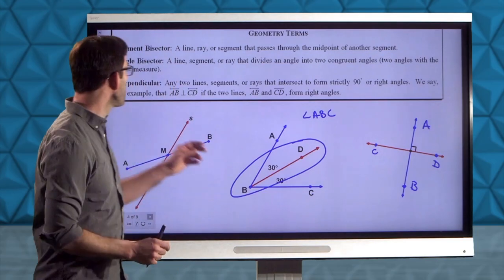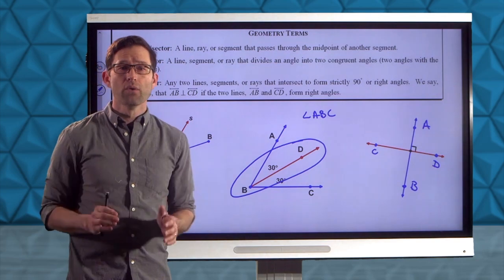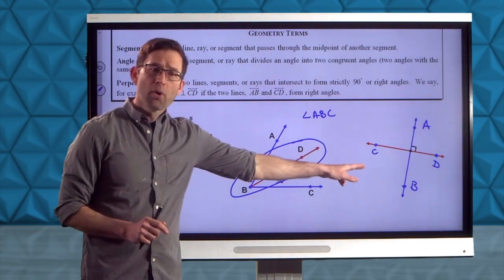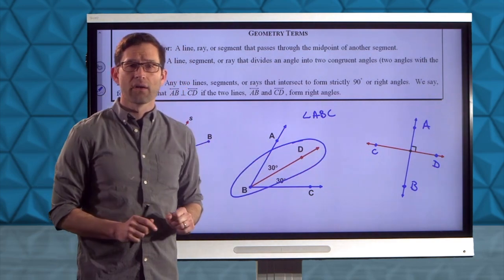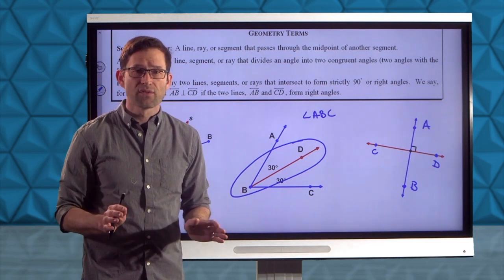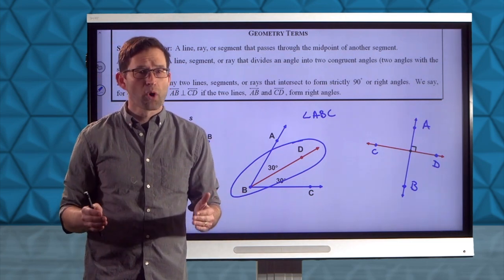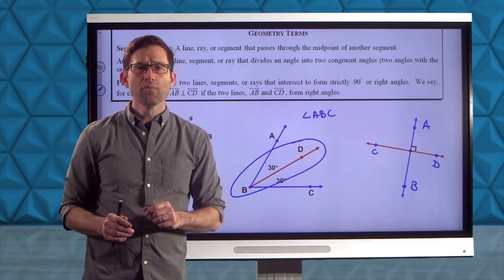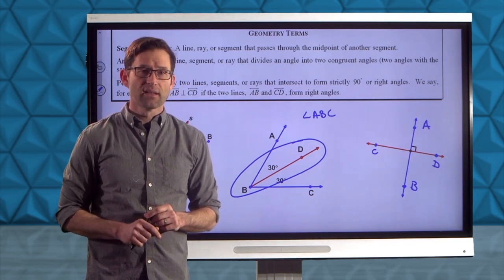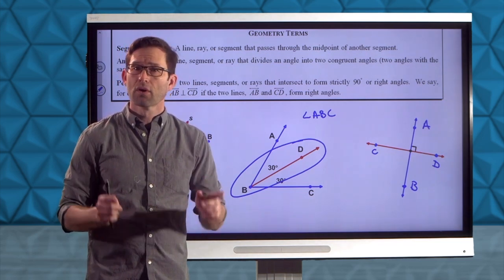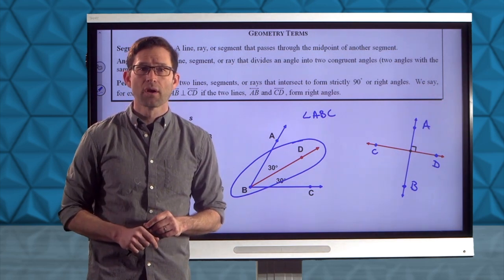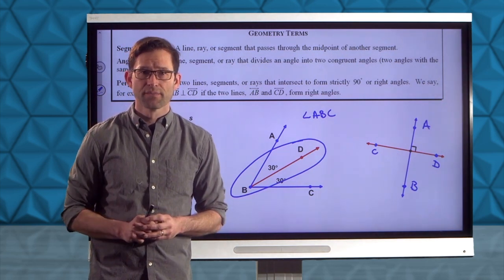One thing that's important, going back to that idea of know what you know and know what you don't know: perpendicularity is all about angles. It has nothing to do with lengths. So if we know that two things are perpendicular, don't assume that one of the segments is bisecting the other segment. Perpendicular just means the formation of right angles, 90-degree angles.